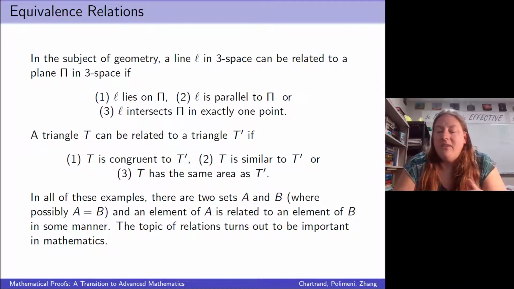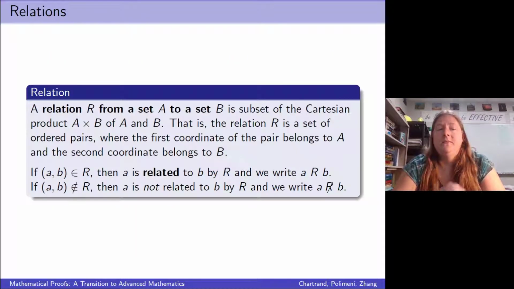So it turns out that these come up a lot in math, way more examples than what I have here. So it would be a good idea for us to define them. A relation R from a set A to a set B is a subset of the Cartesian product A cross B of A and B. So that's the ordered pairs where we're taking an element from A as the first entry and an element from B as the second entry, right?